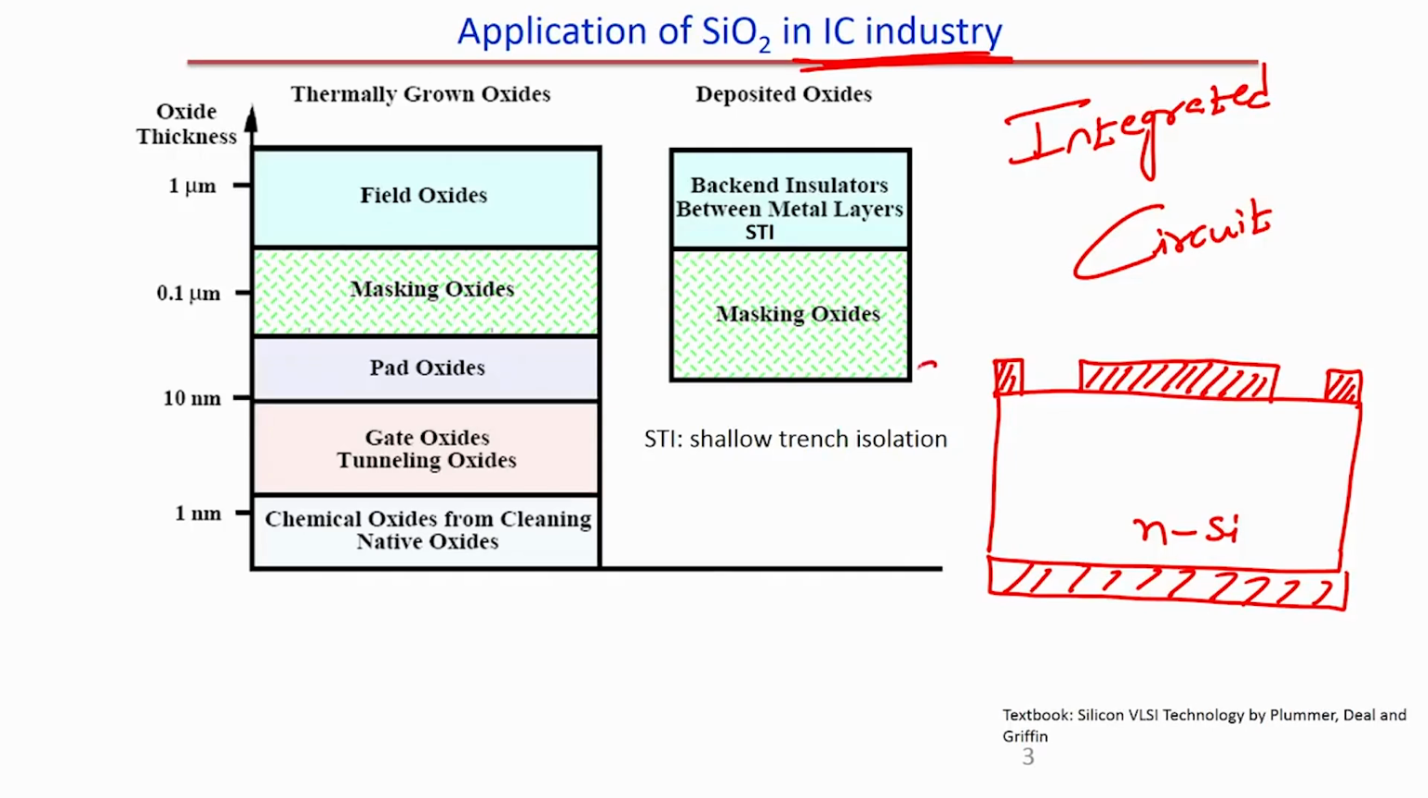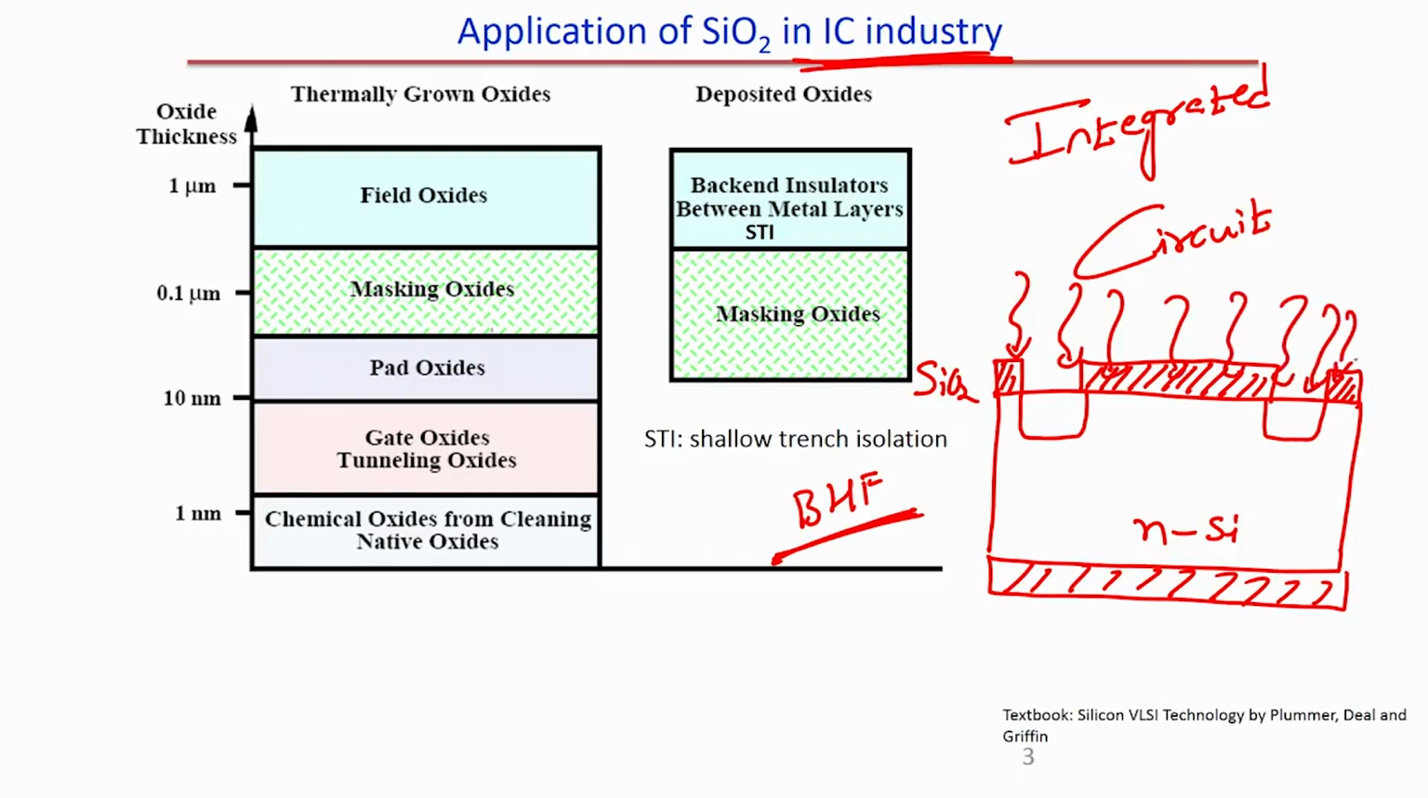I also told you that to etch silicon dioxide we can use BHF, buffer hydrofluoric acid. This is the acid that we can use to etch the silicon dioxide. So, the point is that if I have this SiO2 and if I now want to diffuse or ion implant the source and drain region, then I will do the ion implantation like this. Ion implantation or diffusion, any process you can use.